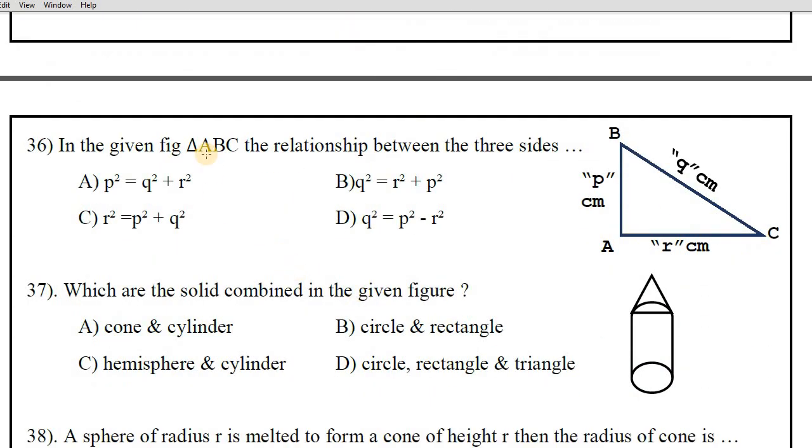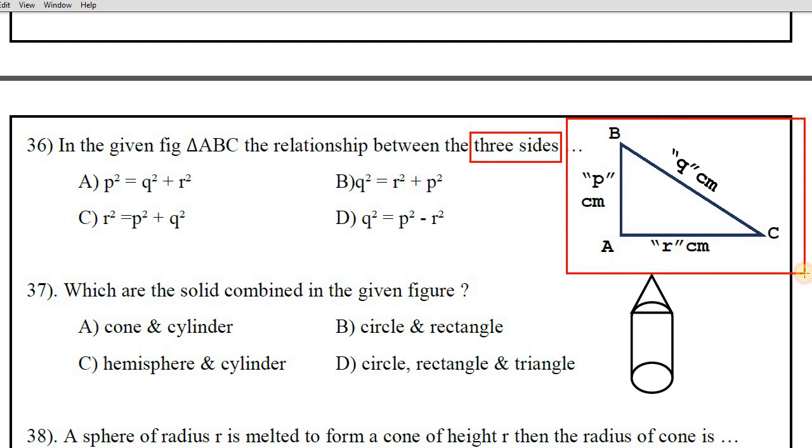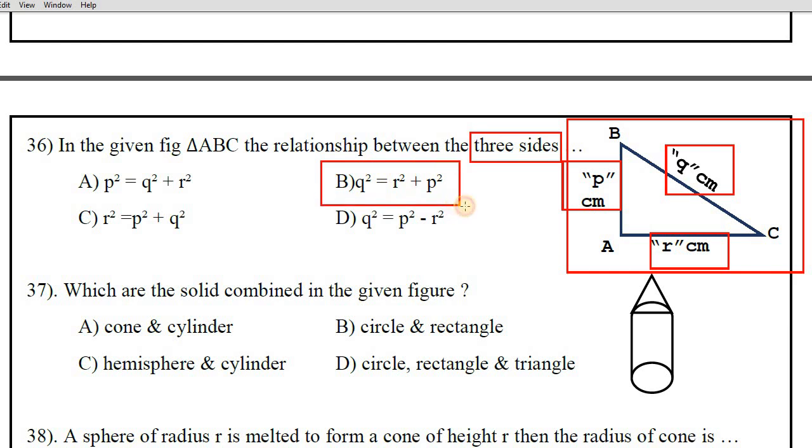In the given figure, triangle ABC, the relationship between the three sides. Look at the given figure. It is a right angle triangle. So therefore what we can write is, Q square is the hypotenuse. So Q square is equal to P square plus R square, otherwise R square plus P square. So here R square plus P square is given. Hence option B is right.